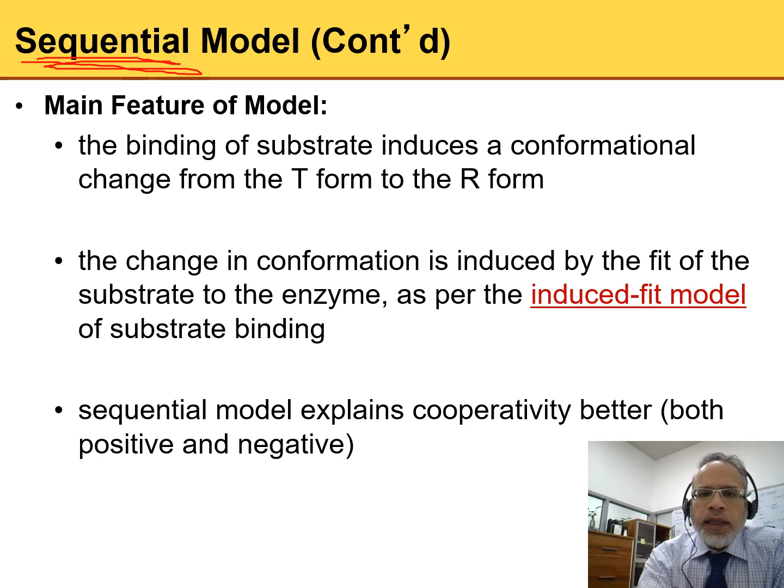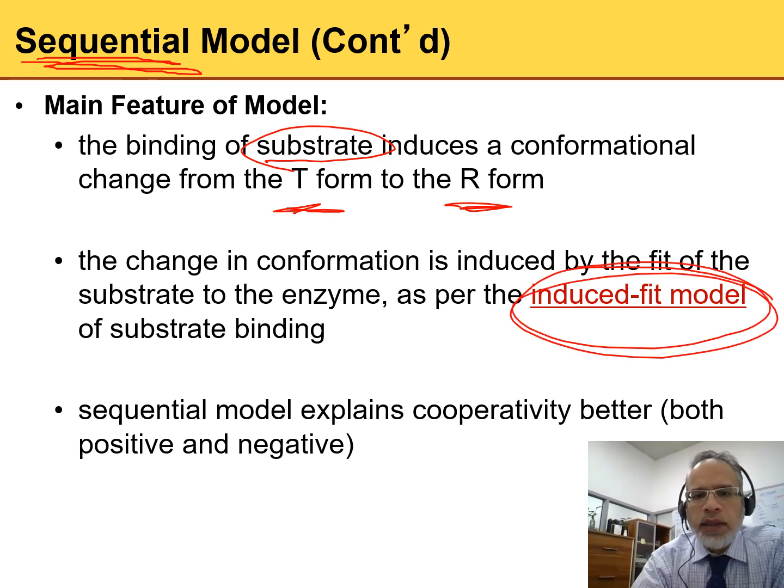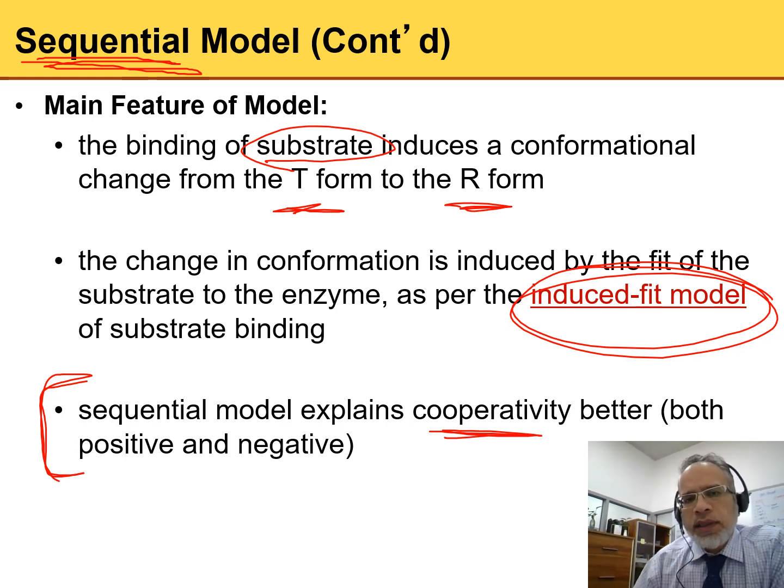In this model, again, you have the T form and the R form. R is the active form, T is the inactive form, and again, binding of substrate causes the shift from T to R form. In this model, the enzyme change is explained by the induced fit model of substrate binding as opposed to the lock and key model. And the sequential model explains the cooperativity better than the other model, which is the concerted model.